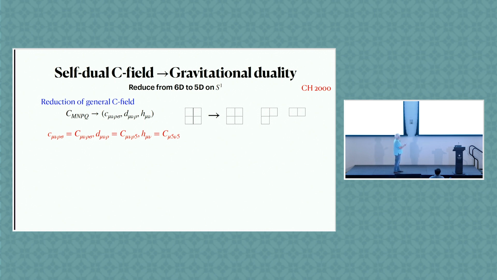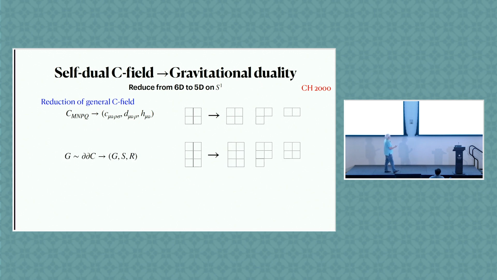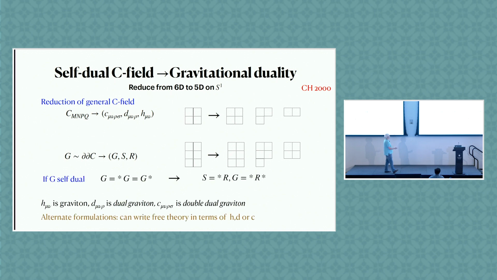It reduces down to a 4-index, a 3-index, and a 2-index object, depending on how many of the indices are in the 5 direction. And the corresponding field strength splits into the field strengths for these objects. In each case, for the field strength, you take 2 derivatives of the corresponding field, and then symmetrize. And the self-duality constraint implies that this field strength is dual to this one, and this one is dual to this one. So they're all dual to each other.